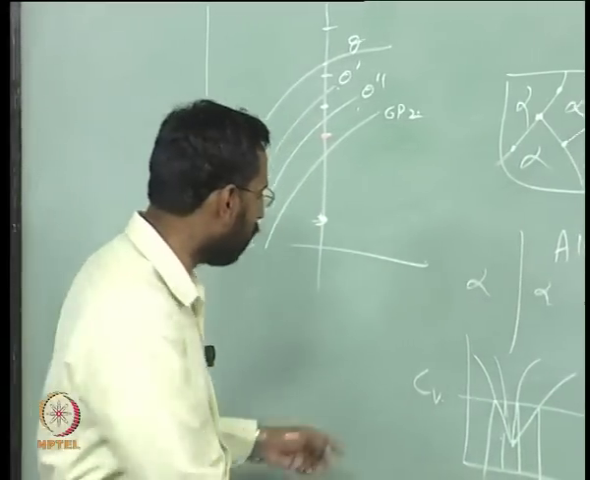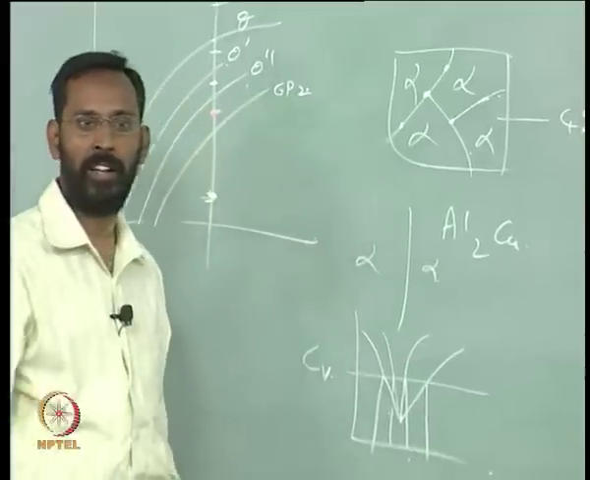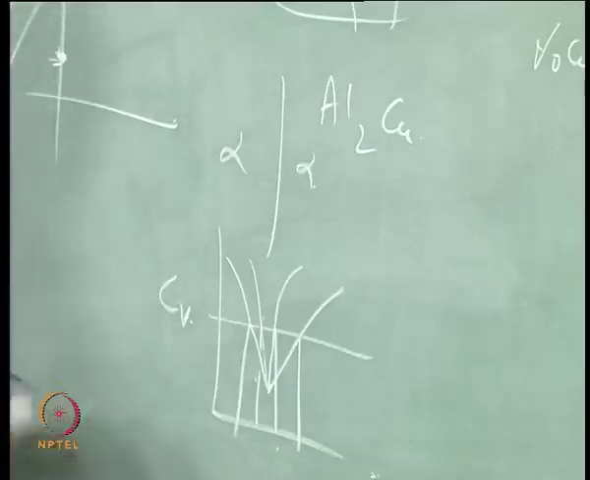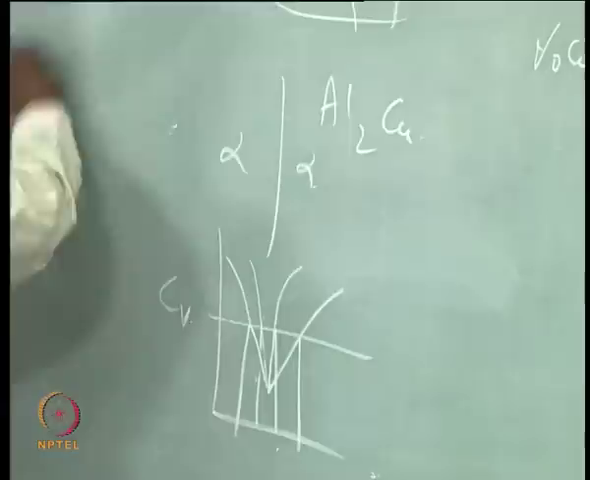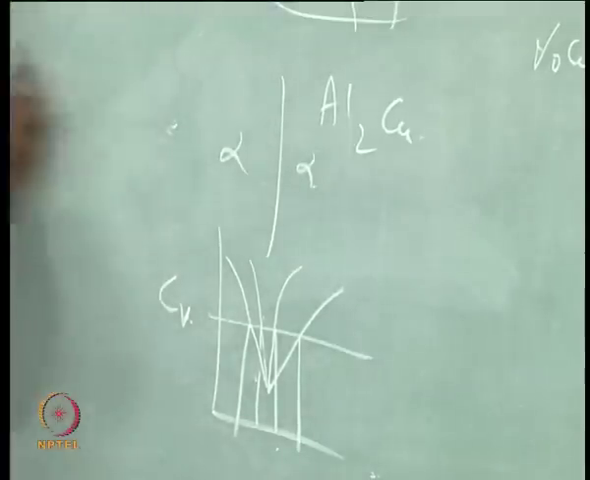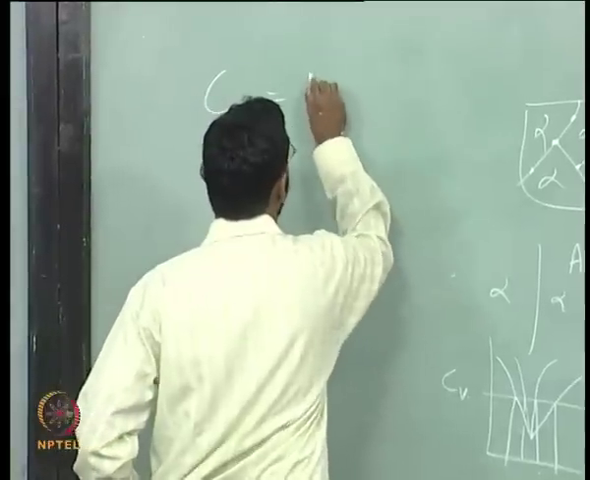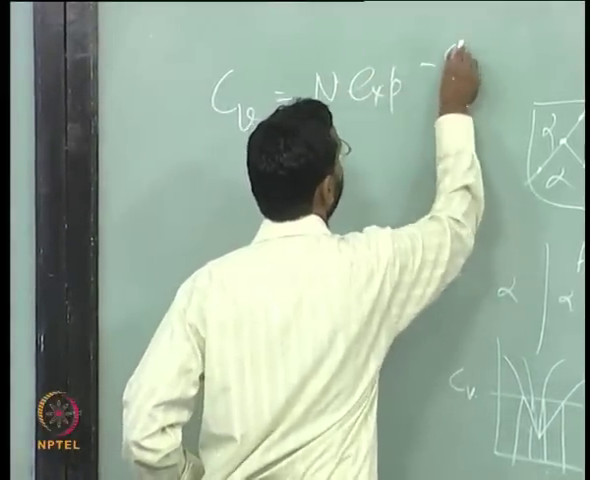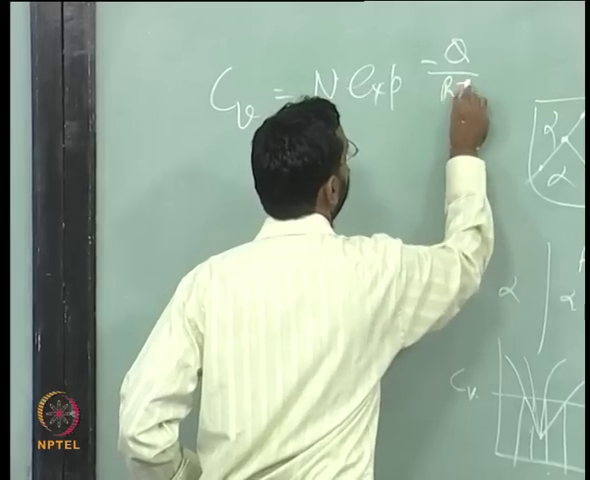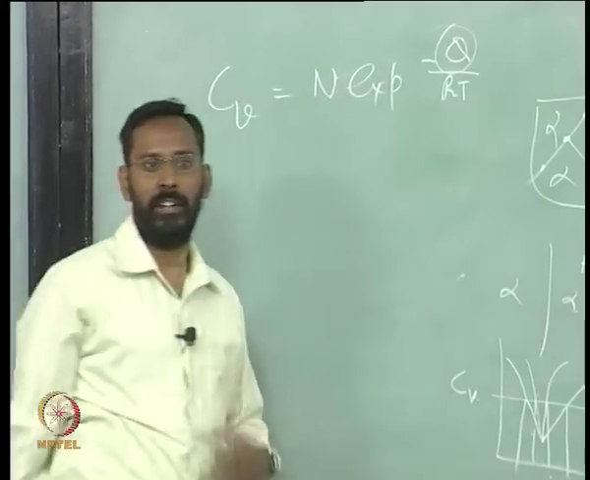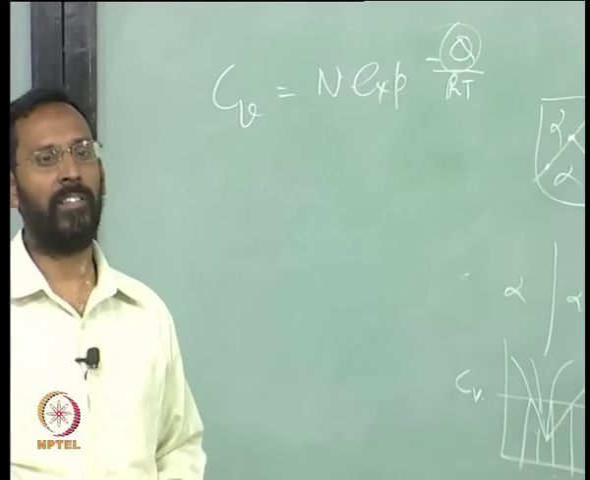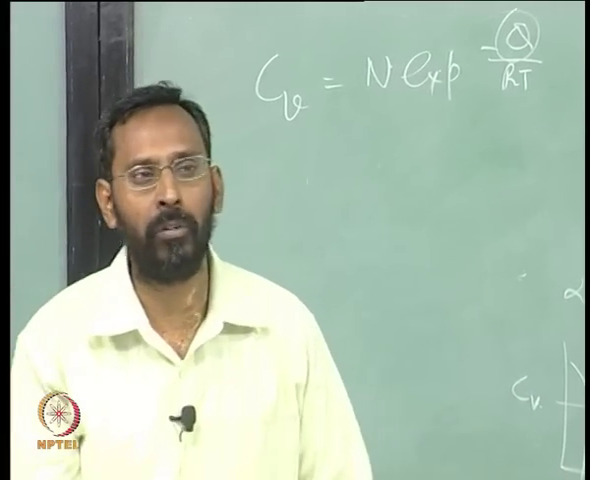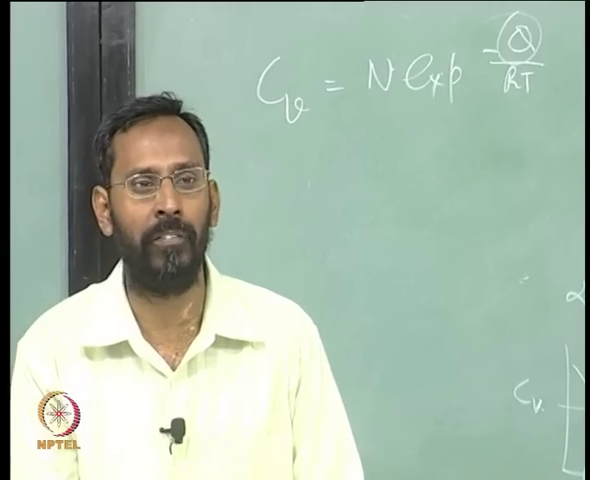Which one? CV is the concentration of vacancies. In principle, I think you all know the concentration of vacancies is an exponential function of temperature. We can always write CV equal to n, which is the number of atoms, times exponential of minus Q by RT, where Q is the heat of formation of vacancies, the amount of enthalpy that is required for the formation of vacancies.